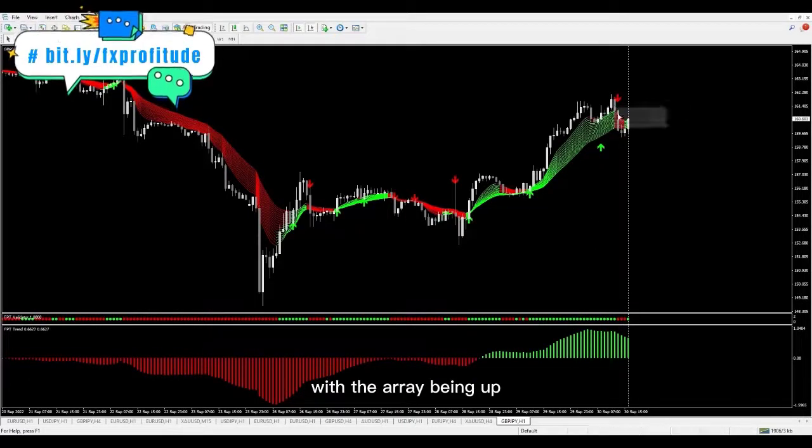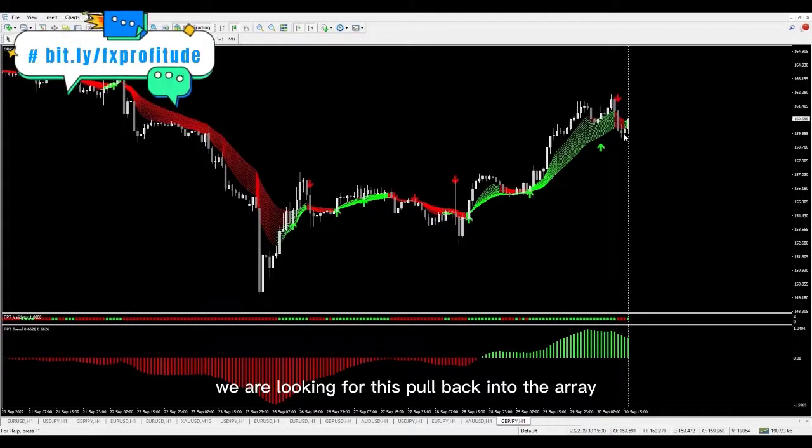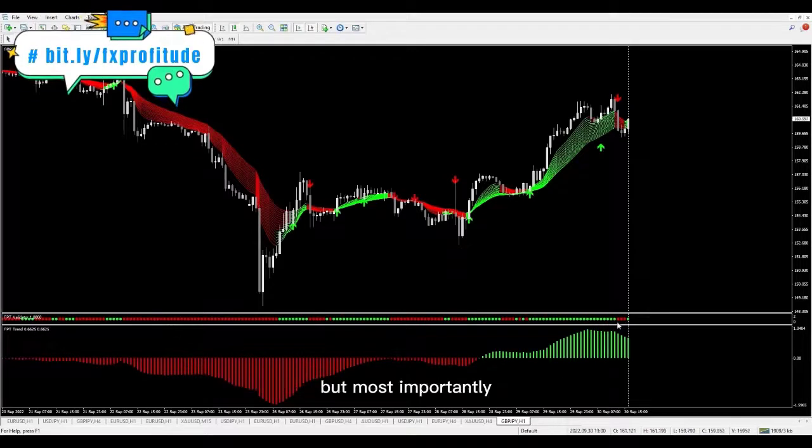With the array being up, we are looking for this pullback into the array, turning some, or in this case, all of the array lines red. The pullback has turned the validator dots red as well, but most importantly, the trend indicator remained green through this whole pullback process.